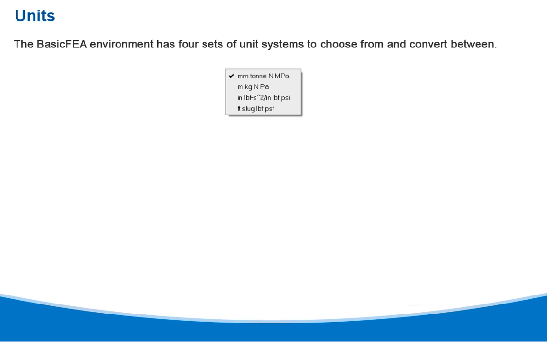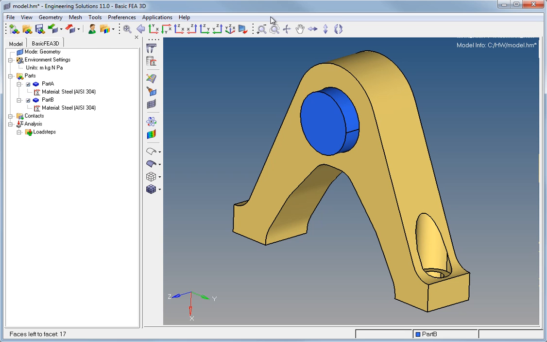The BasicFEA environment contains 4 sets of unit systems to choose from and convert between. A default unit system is applied to the part upon opening. The units can be set and converted between the 4 sets of available units.